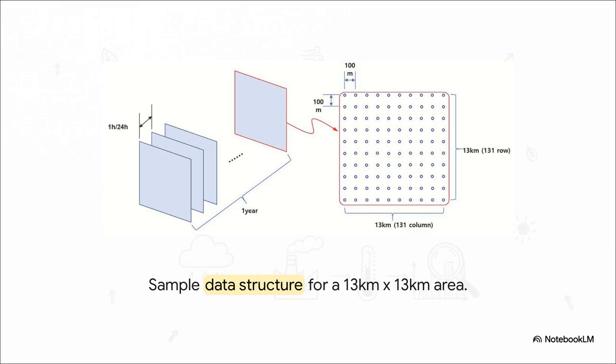Within that space, they collected data at grid points spaced every 100 meters. That is 17,161 individual data points. Now multiply that across 7 different height levels, going all the way up to 200 meters. And they didn't just take one snapshot, they collected this every single hour, for an entire year.